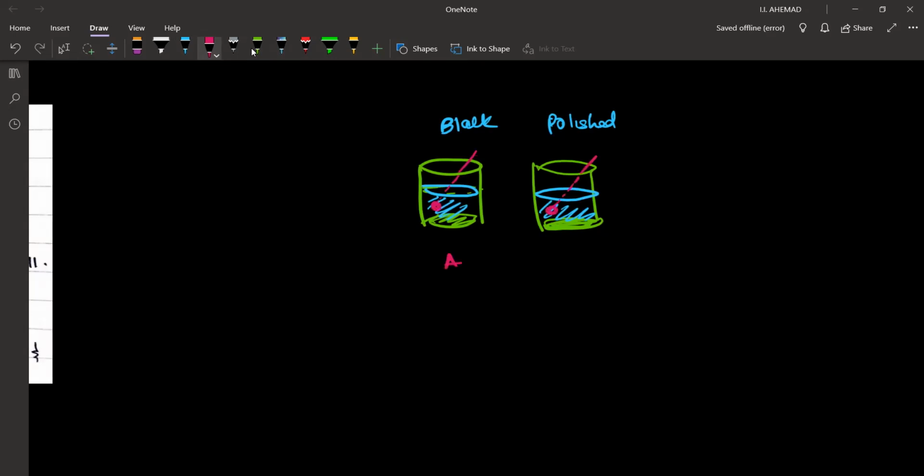Now, A, B. When we radiate using a certain source, which one will heat up first, heat up quick, A or B? A is the answer. Now the question is which one will cool first, A or B?